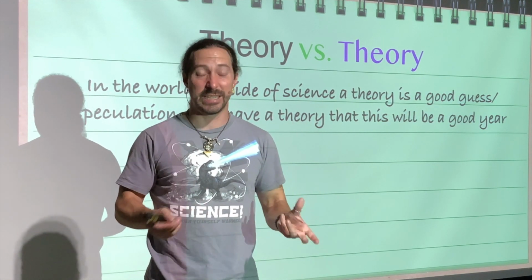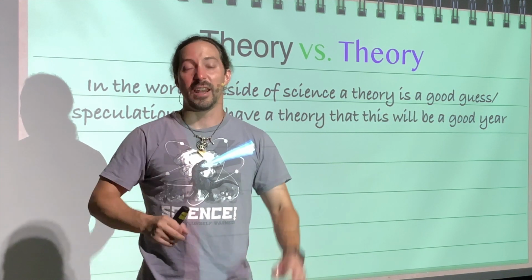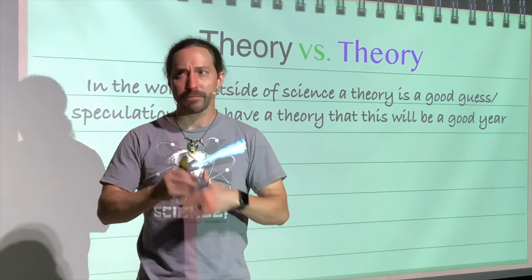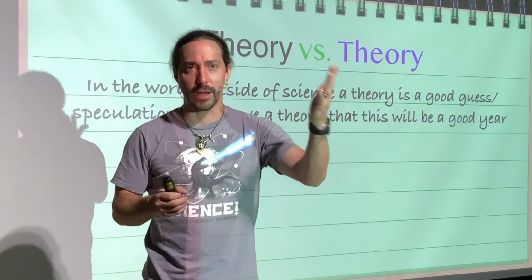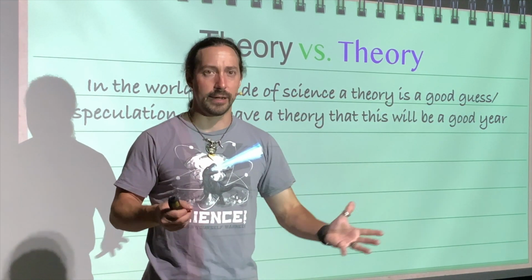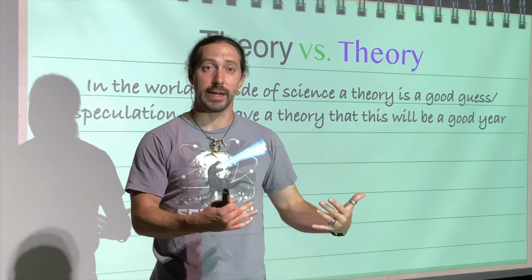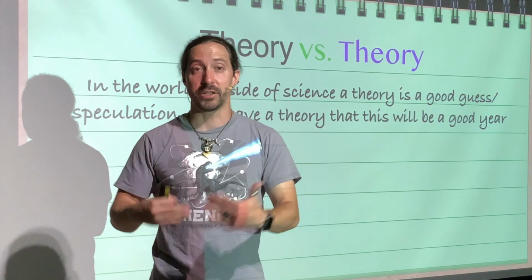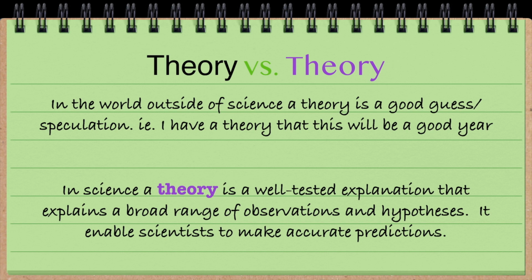That's not what a scientific theory is. If a scientist says something is a theory, like cell theory, for example, cell theory is not a good guess. Cell theory is not something that's just thrown out there and maybe it's real, maybe it's not. Cell theory is based on science. It's based on understanding. It's based on evidence. A scientific theory is well tested. It's an explanation that explains a broad range of observations, a broad range of hypotheses. It is what enables us to make accurate predictions.